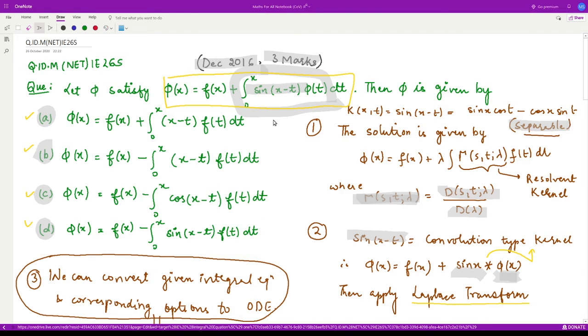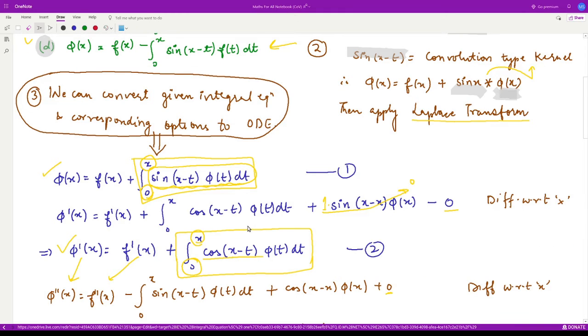We'll convert these options into the corresponding ordinary differential equations, in a very similar way as we did for this equation, right? And we'll match up the results, whichever of these four matches with the given integral equation, that is the answer. So let's go for solving the options.